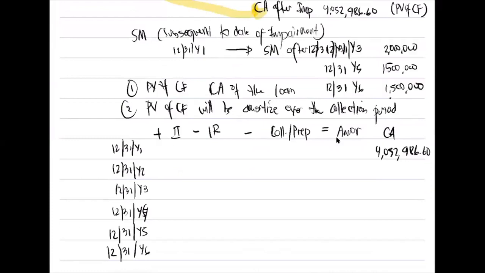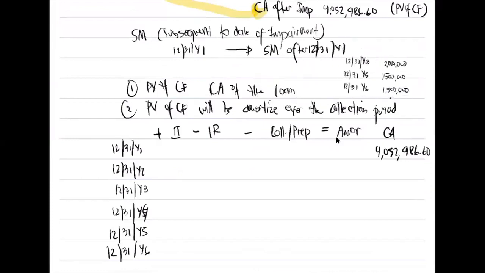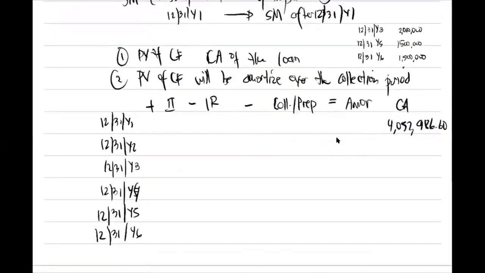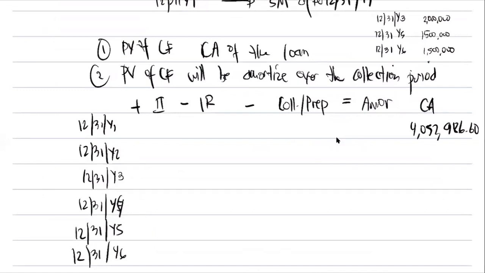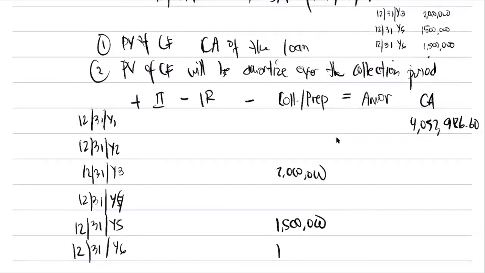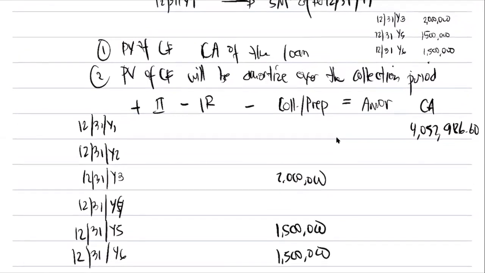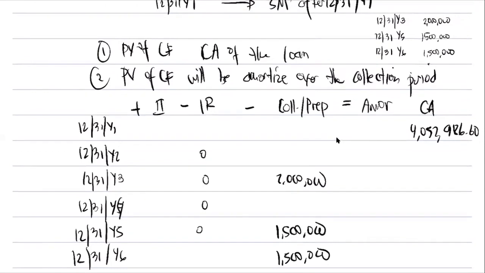Now, what is the stream of cash flows under our problem? Paste lang natin dito para alam pa rin natin yung ating stream of cash flows. On December 31, year 3, our cash flow is 2 million. So we have here a collection of 2 million. December 31, year 5, 1.5 million. And then December 31, year 6, still 1.5 million. Do we have any interest received? As you can see, guys, in the computation of our present value factors, we base it purely on the collections of the principal. Therefore, we do not have any interest received for the 5 periods.